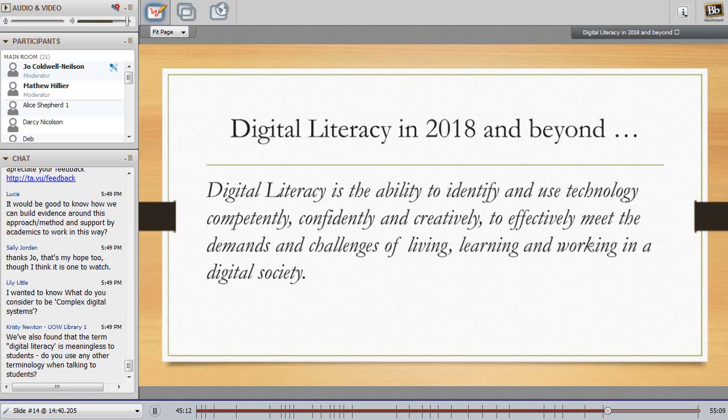It'd be good to know how we can build evidence around this approach, method, and support back, and it's talking this way. Yes, I think the optometry was a pilot here at Deakin. We are currently preparing a paper for submission, or we have submitted to Scaffold, and I would be very happy to hear from academics who would like to adopt this approach in their courses to see how it can be used in a wider range of disciplines.